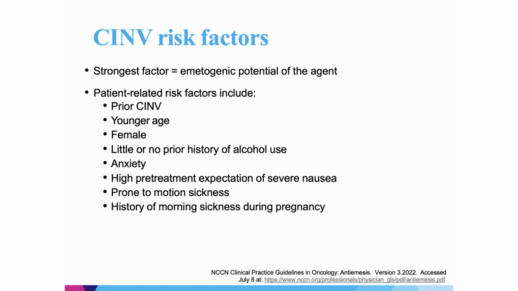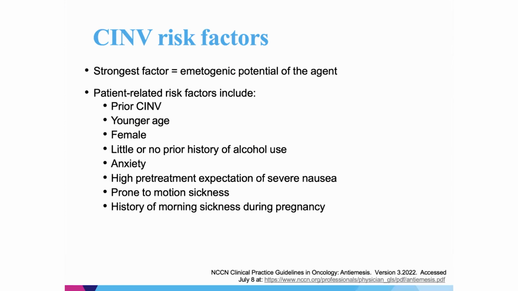The next question then is, who's most likely to get chemo-induced nausea and vomiting? And the strongest factor is the emetogenic potential of the agent that you're giving. And we're going to talk a little bit about how you figure that out later on. But that's the biggest risk factor for who's going to get nausea and vomiting.